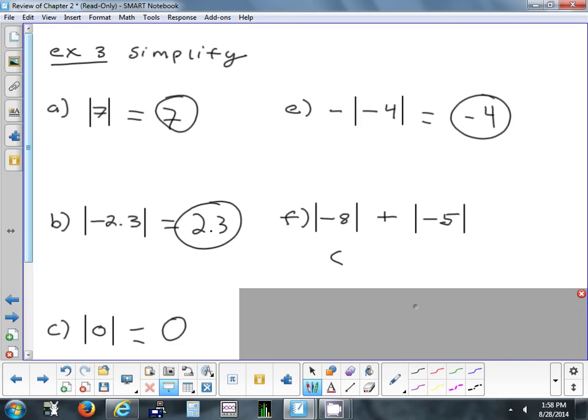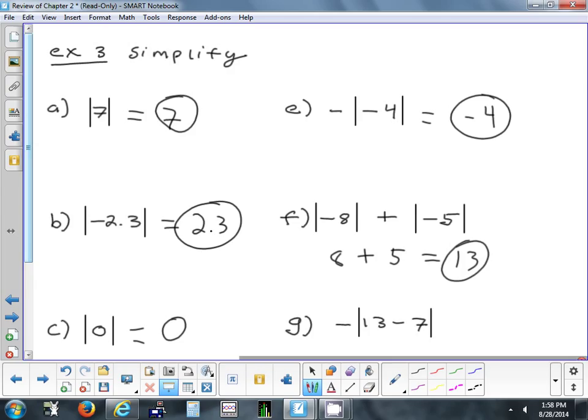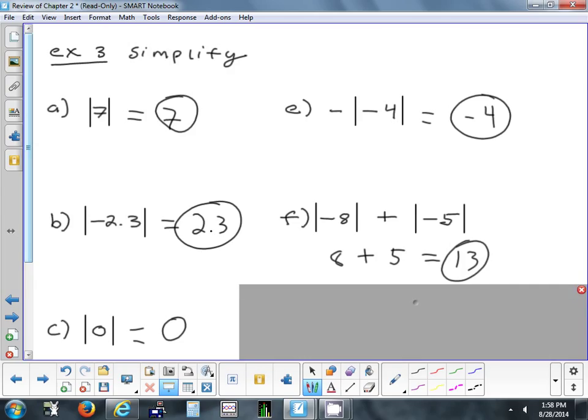8 plus 5. Now that we did that, now we add them up. 13. 8 plus 5 is 13. Okay, you guys are good. You got it? Yeah, we could do some other one, but that's the basic idea.